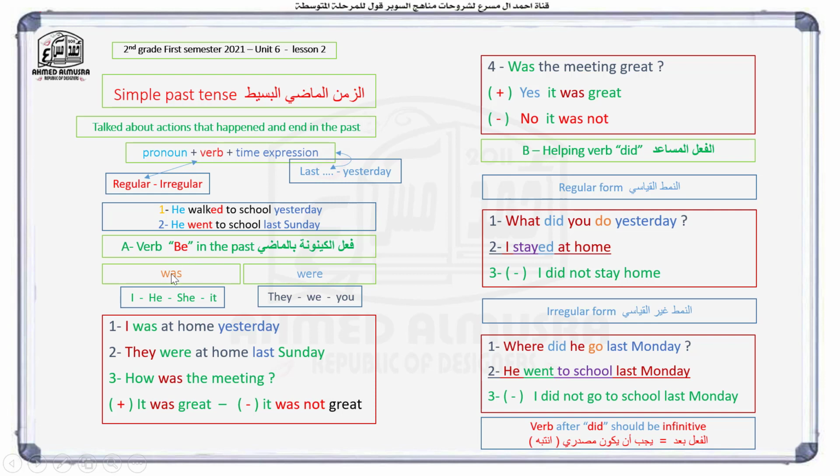Verb be in the past. Verb be will also be of two kinds, was and were. I, he, she, it was; they, we, you were. Look at the example. I was at home yesterday. They were at home last Sunday.